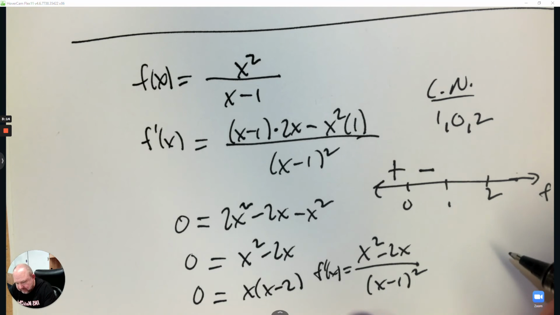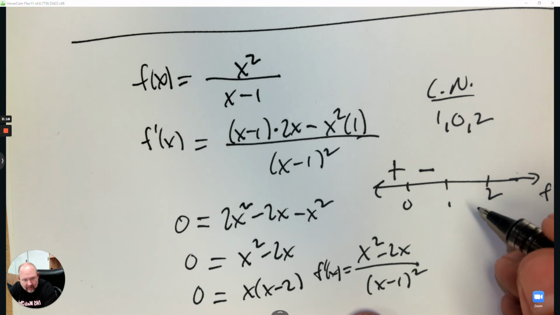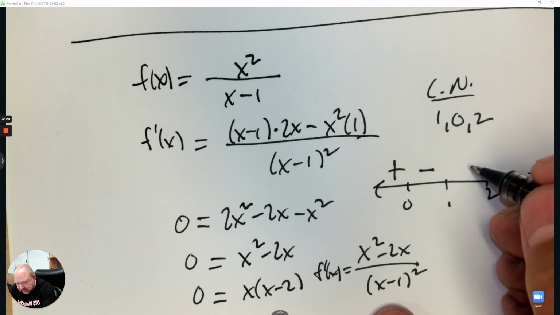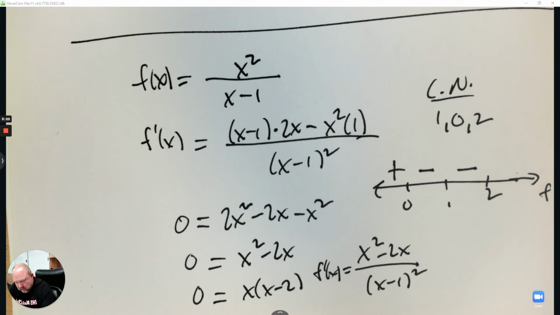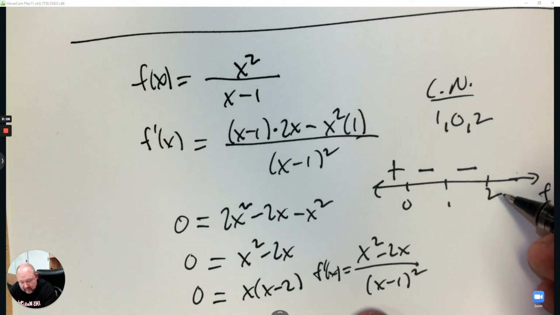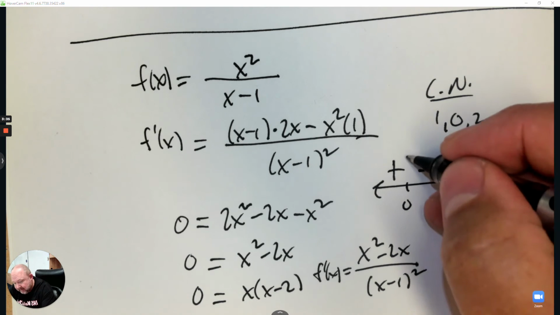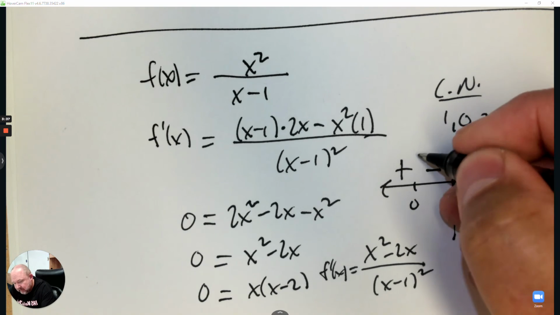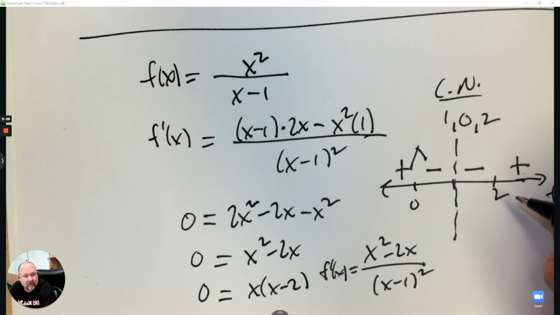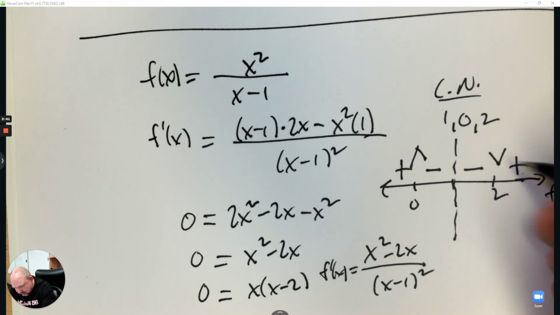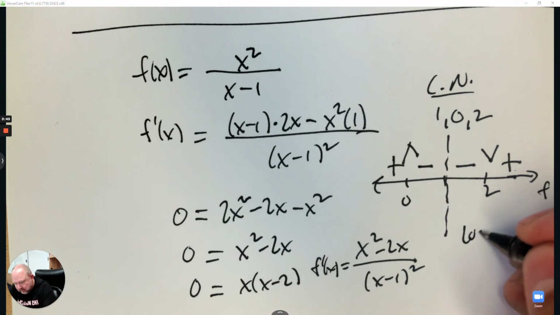it's going to be negative. If I plug in 1.5, it's going to stay negative. And if I plug in a number bigger than 2, like 3, it's going to be positive. So this is an asymptote. So this is a maximum. This is a minimum.